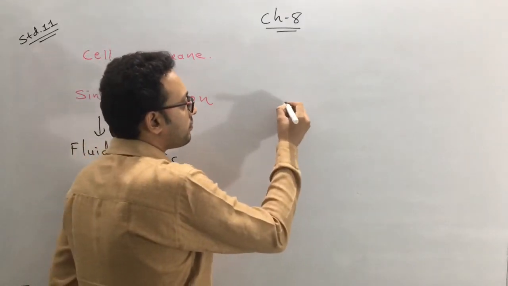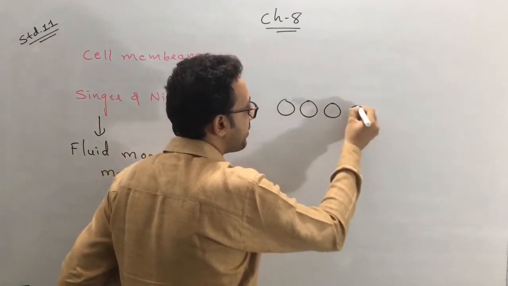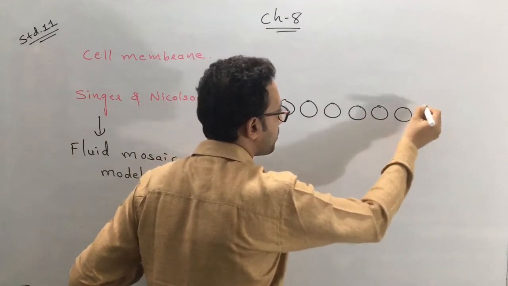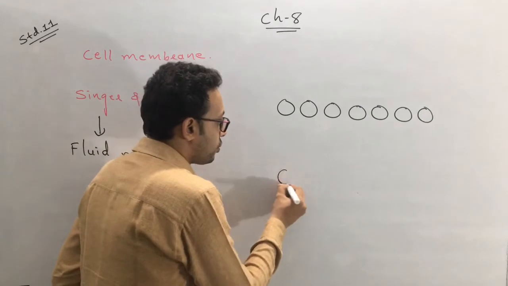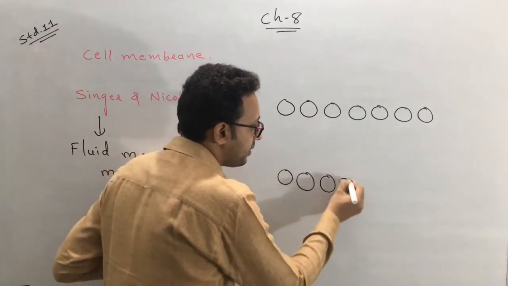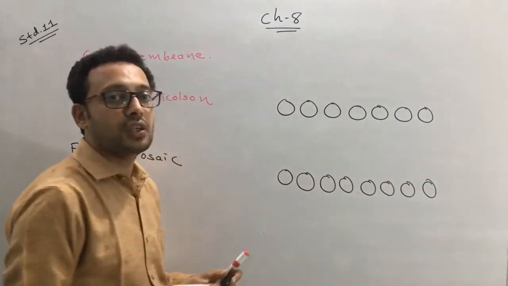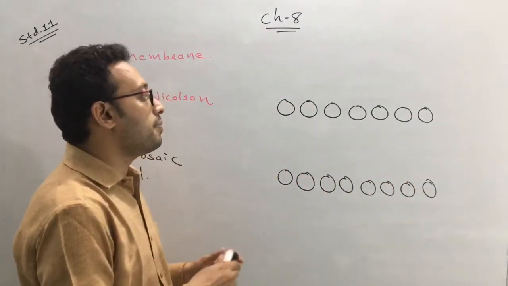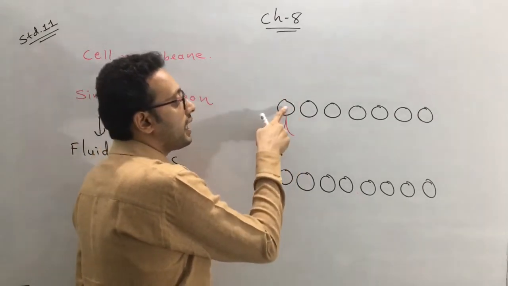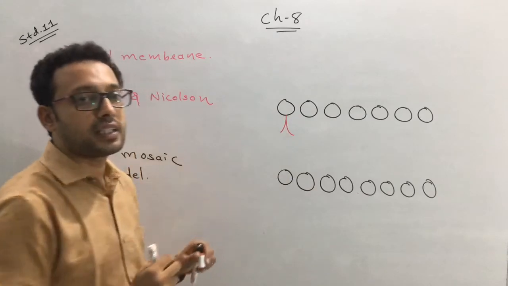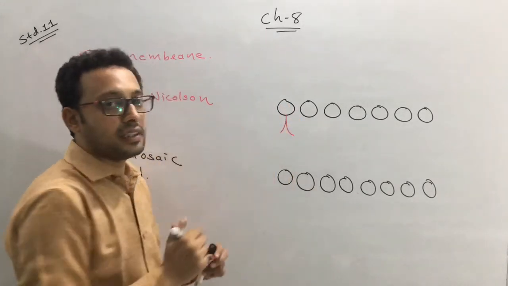According to them, they consist of a head. This is the head portion. And they are saying that there are two layers of lipid. Each lipid molecule consists of a head and a tail. What does it consist of? It consists of a head and a tail.